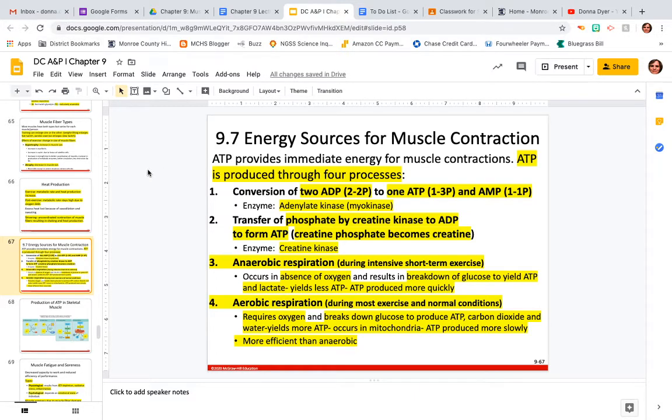So we're going to go ahead and start with the last part of chapter 9. So this will be it for chapter 9, and we'll have a quiz over chapter 9 tomorrow, which we'll post on Google Classroom. Today, we are going to be looking at where muscles get the ATP that they need for muscle contraction. We're also going to be looking at muscle fatigue, and we will also be looking at how the contraction of cardiac muscle and smooth muscle is different from skeletal muscle, which we have spent most of this chapter on.